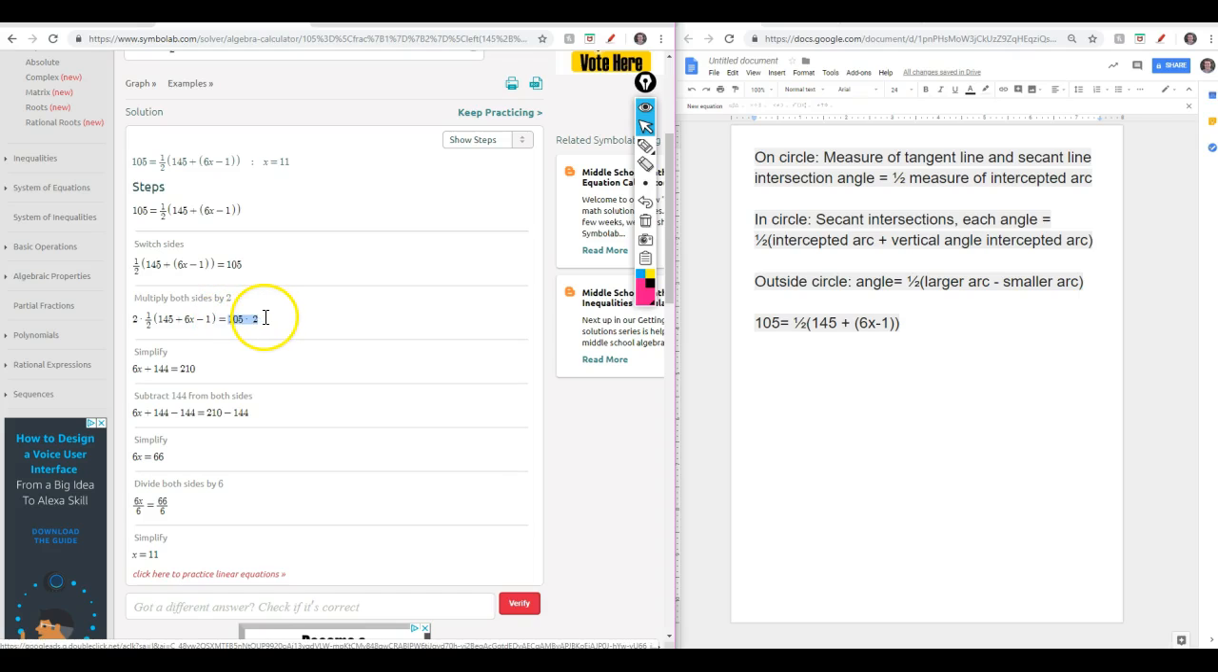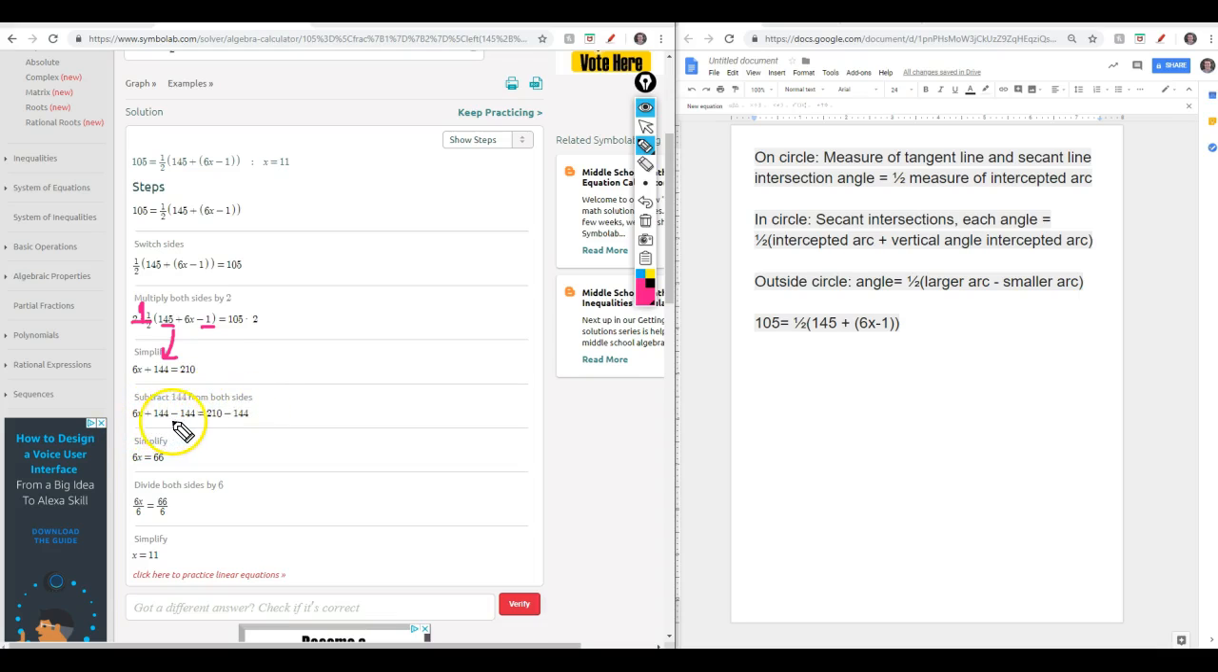And 105 multiplied by 2 is the 210. So again, this reduced down to 1. That creates a form of 1. 1 times 145 plus 6x minus 1 is just 145 plus 6x minus 1. And then they simplified, so 145 minus 1 is the 144. And then they have the 6x come down. So then they subtract 144 from both sides.